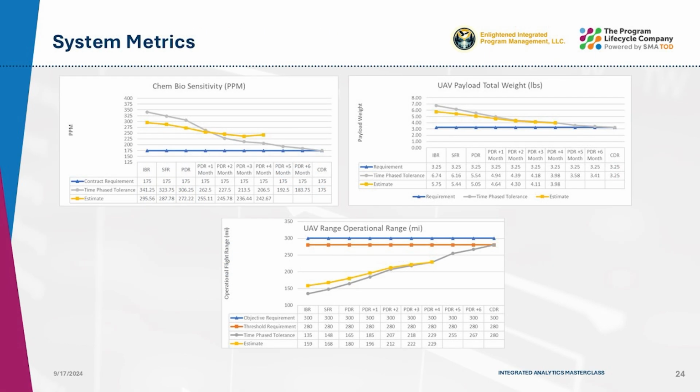This next slide shows the status of the critical system objectives we have chosen to track for this exercise. As we saw earlier, the ChemBio sensitivity is outside the acceptable range and the overall payload weight is not good. We see that the current projected operational range is on the verge of not being achievable. Gordon, there's a lot of data here to digest. So how do you boil this down so that a clear recommendation can be made to the program management team?